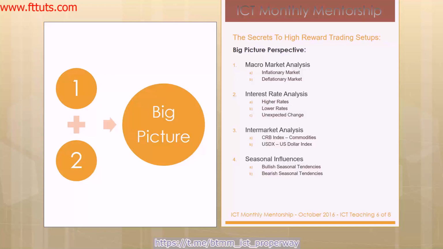If the CRB index is entering a time when commodities as a whole usually go higher, that's going to put downward pressure on the dollar. So if there's going to be downward pressure on the dollar, that means we can see easy buy signals in currencies that have interest rates that are going higher, and that chasing of yield with the currency makes a high reward trade setup. And obviously there are bearish seasonal tendencies as well.